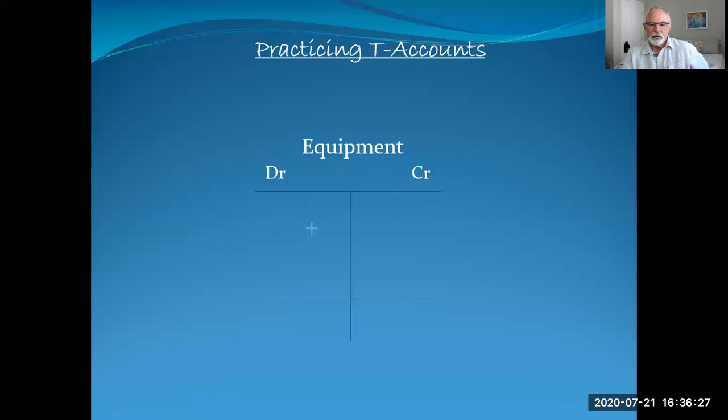Equipment is an asset. Functions just like any other asset, cash or otherwise. Increase on the debit, decrease on the credit, and its normal balance is on the debit side.